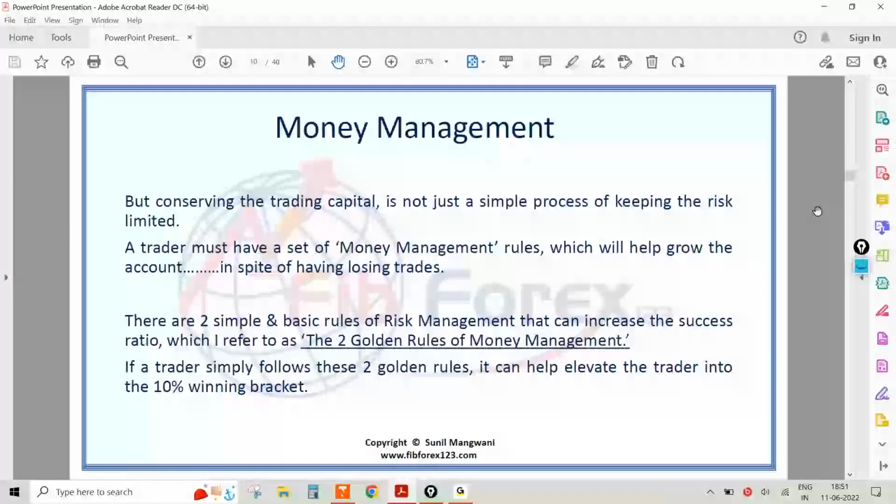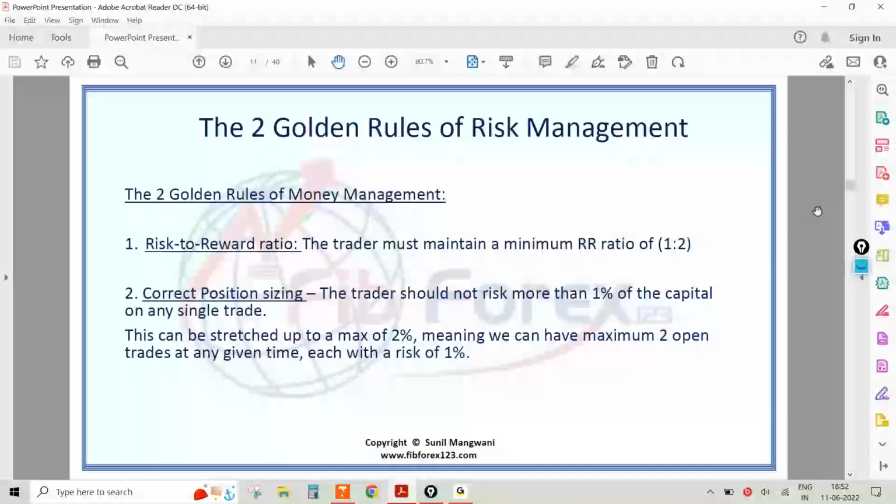So, conserving your trading capital is not a simple process of keeping your risk limited. You must have a set of money management rules. Now, there are two golden rules of risk management that I follow and keep telling my traders. These are basic, simple rules, everybody knows this, but most people don't give them importance. If you simply follow these two golden rules, it will automatically put you in the top 10% of the winning bracket. Believe me, it does. Once again, it's very easy to say, but most people don't concentrate on this.